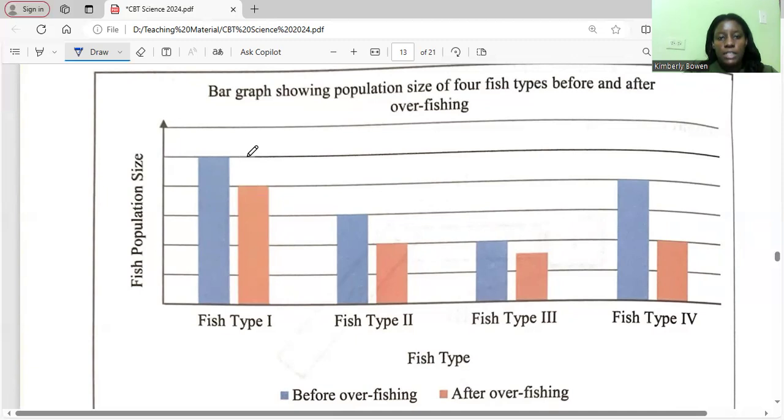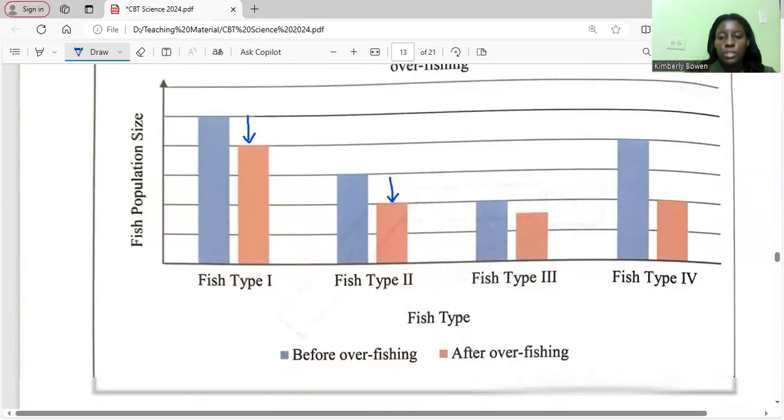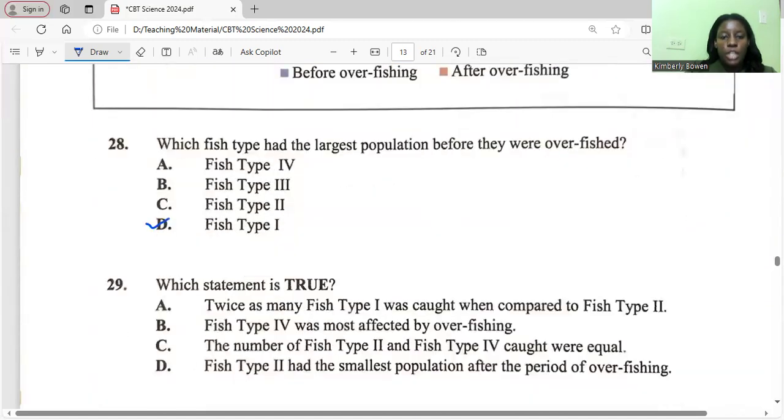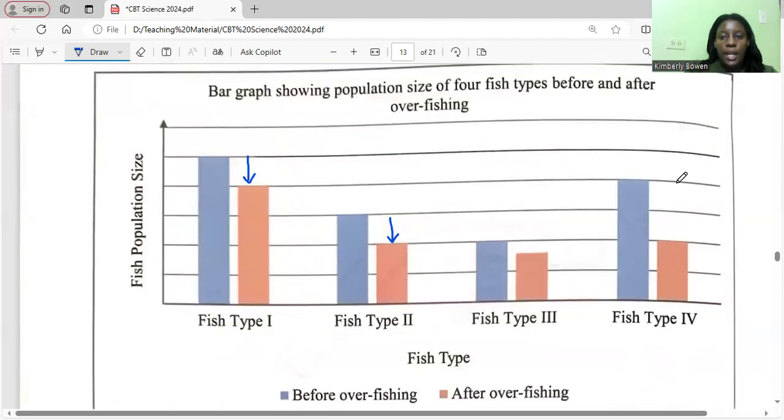What you really need to look at is the fall here. That will show you the number of fishes that were caught. And these are the same numbers, so it's not twice as much, all right? So that's not A. Fish type 5 was most affected by overfishing. Let's check now on the decline. All right, so it had the largest decline, because here, this is what the decline is in the fish population for fish type 3. So that looks like the correct answer.